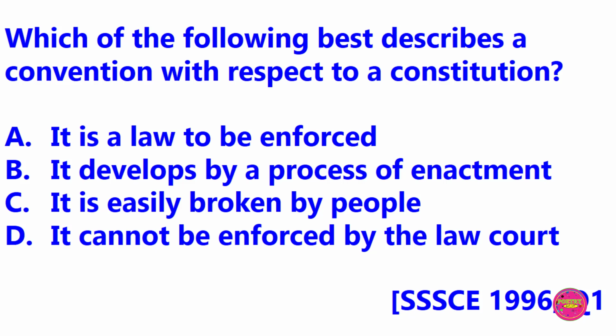Which of the following best describes a convention with respect to a constitution? A. It is a law to be enforced, B. It is developed by a process of enactment, C. It is easily broken by people, D. It cannot be enforced by the law courts. The correct answer to this question is D. It cannot be enforced by the law court.